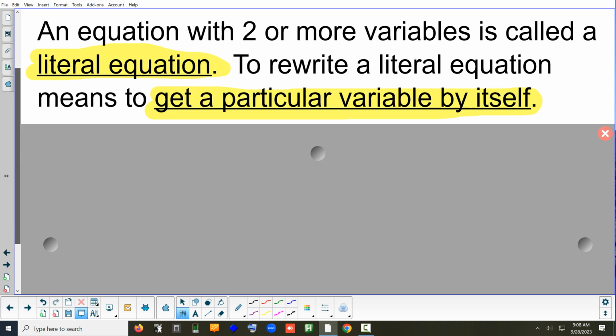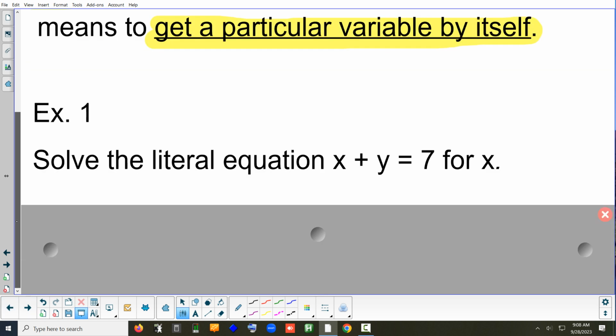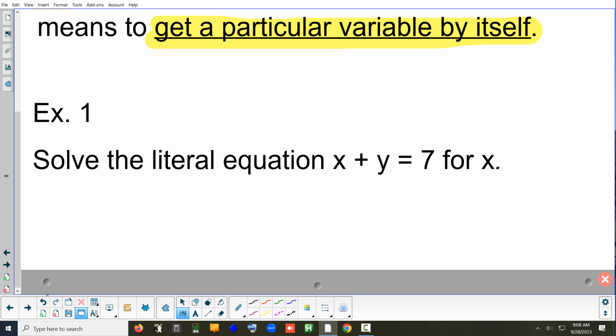Okay. So let's try this one. This one says to solve the equation x plus y equals 7 for x. So when you're done, you are not going to get a number as the final answer, like 5. You're going to have a formula. Right now, the 7 is all by itself on the right. I want to rearrange it so the x is by itself. So can anybody tell me, what's preventing the x from being by itself right now?